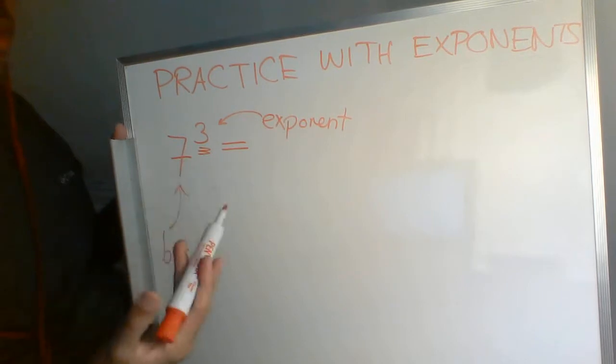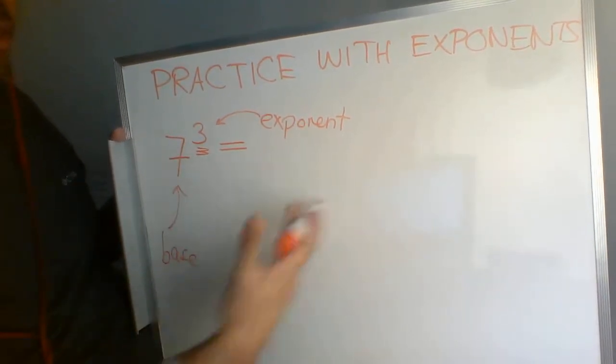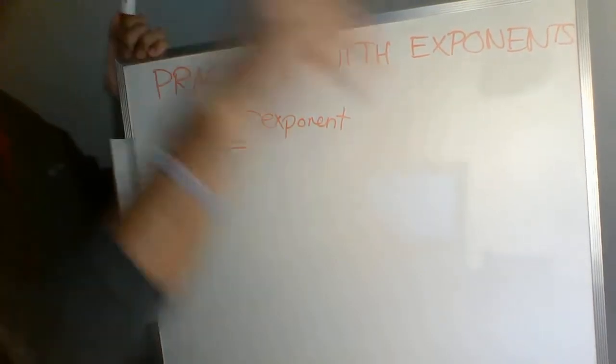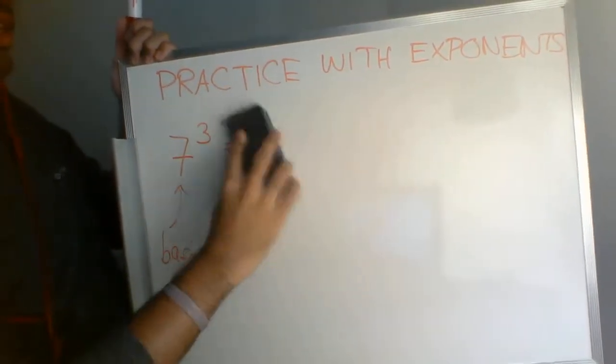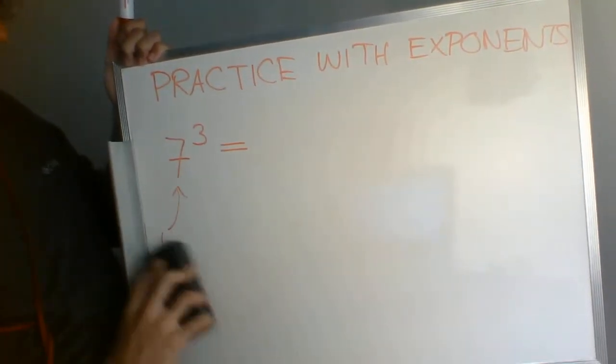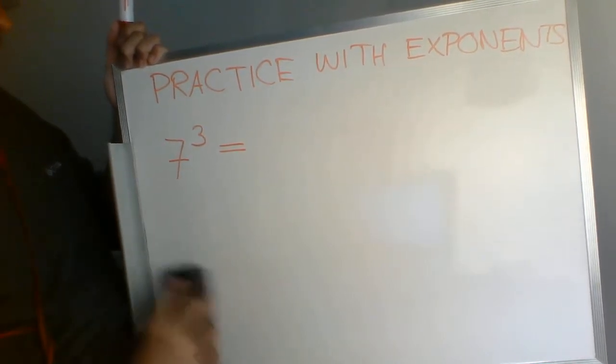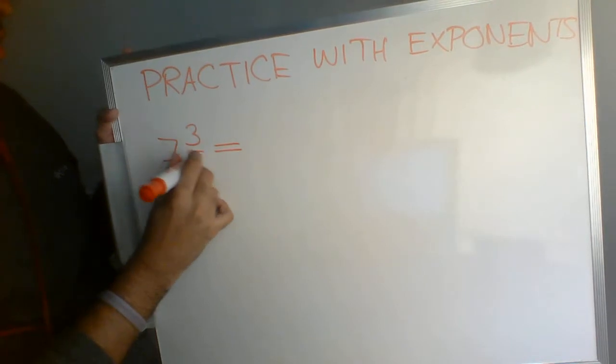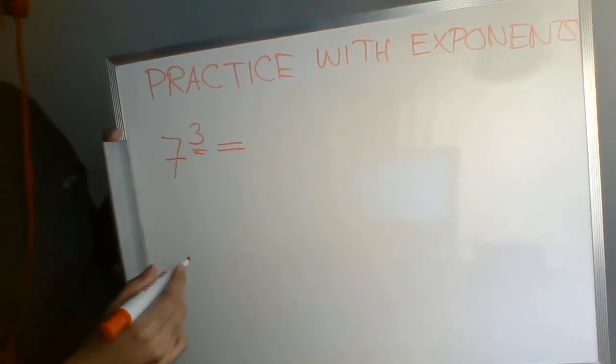If it's a 7, we'd write it down 7 times. If it's an 11, we'd write it down 11 times. And then we'd multiply all of those bases together. So in a problem like this one, our base is 7, so we know we're going to be writing down a bunch of 7s, and we're only going to be writing 3 of them because that's what our exponent is telling us up here.